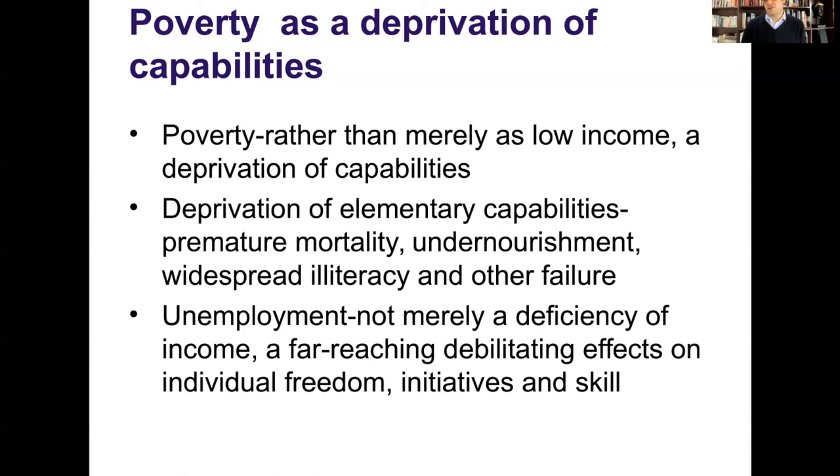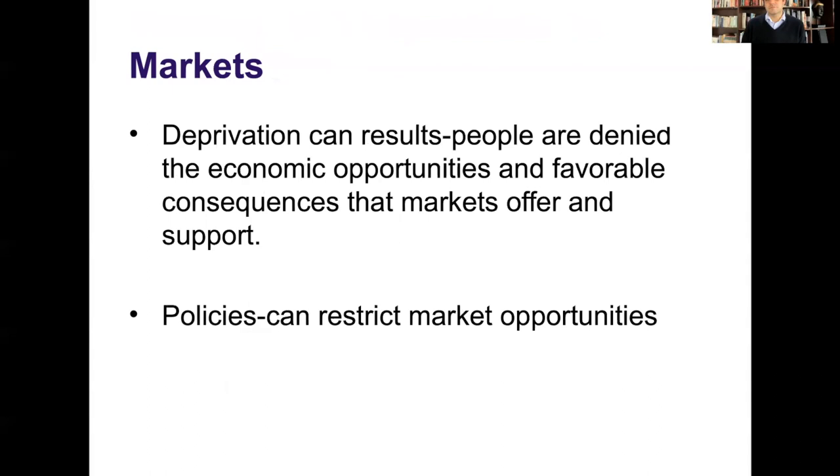So his basic argument, to give you the gist, is not only to look at the monetary situation of individuals, but also at what capabilities they have to develop themselves and how deprived they are from thriving as individuals, families, etc. In a way, when we think about markets, deprivation can result in people being denied economic opportunities and the favorable consequences markets might have offered, so they cannot access them. But policies can also restrict market opportunities. So people cannot access these opportunities because policies are forbidding or limiting them as well.